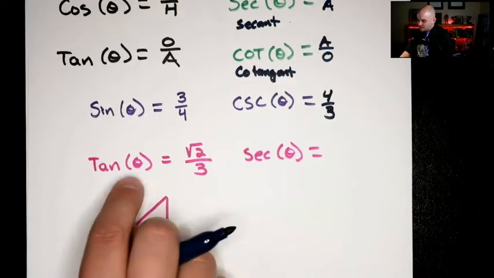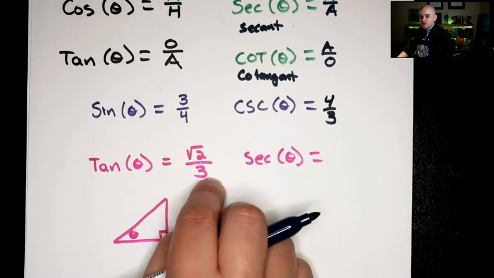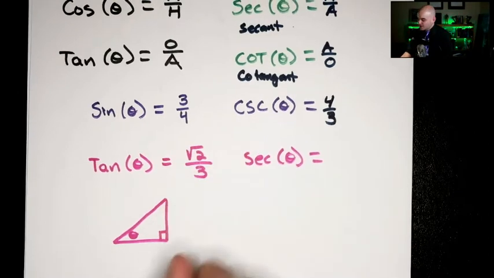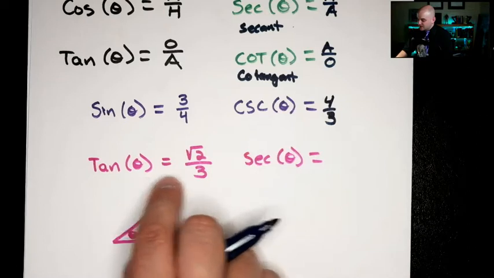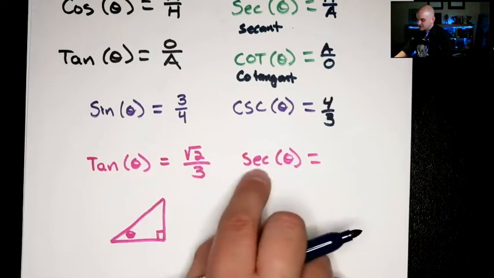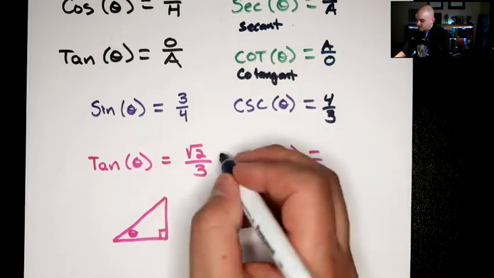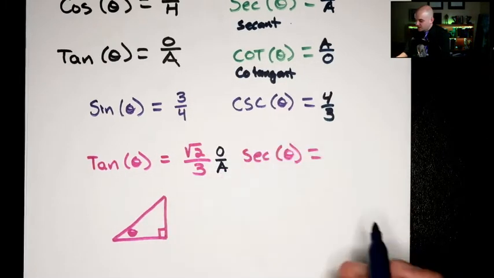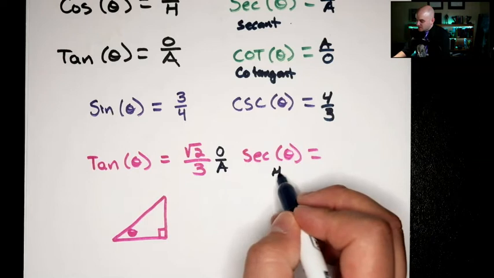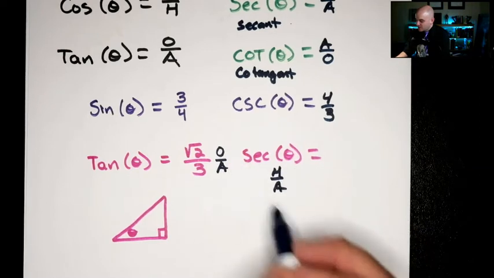I might say the tangent of theta is the square root of 2 over 3. And so what is the secant? Now notice I didn't ask for the cotangent, I asked for the secant. So we need to figure out one other side of the triangle because tangent is opposite over adjacent and secant is hypotenuse over adjacent. We don't know the hypotenuse yet.